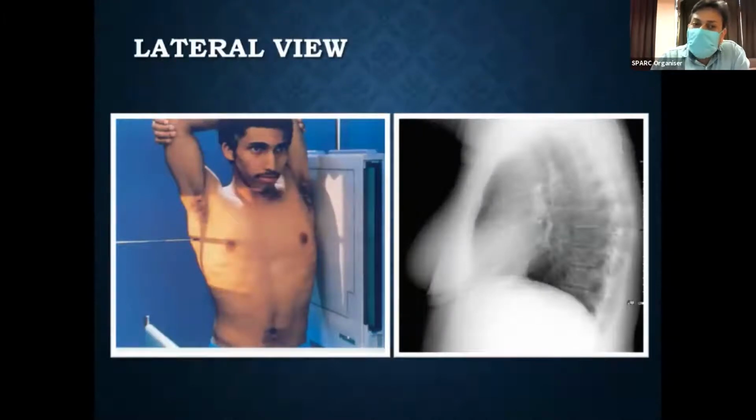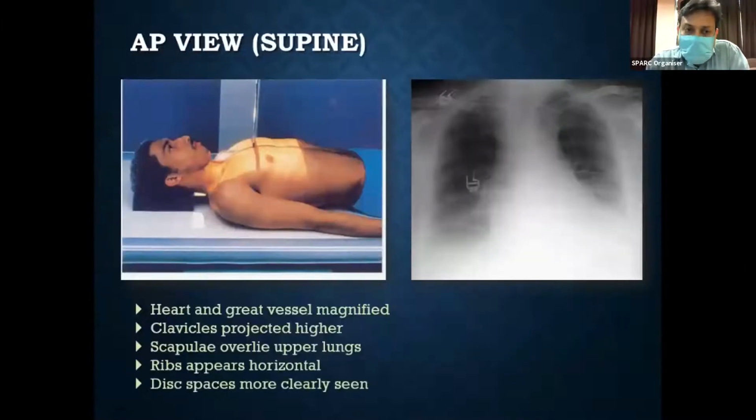But lateral view also, nowadays we don't do that much lateral films, because now CT scan is available, and if we see any abnormality on a PA film, we always go for CT scan rather than going for lateral view. In the past, this view was more commonly taken.